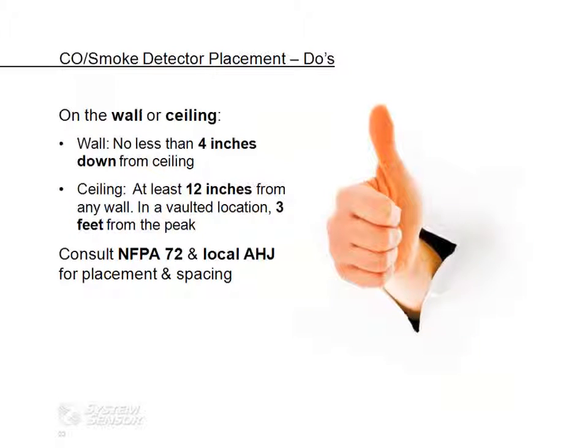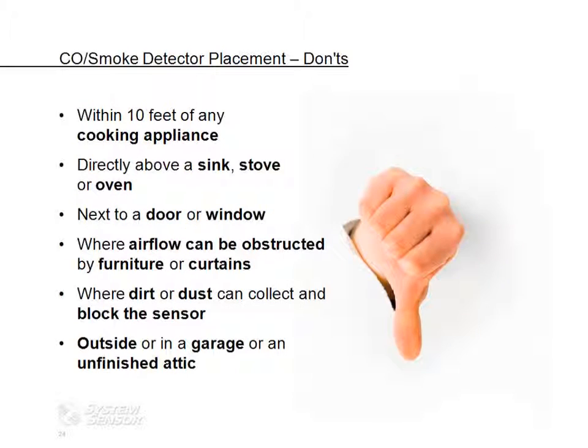If you're going to put it on the wall, you want it to be at least 4 inches down from the ceiling. But if you are going to put it on the ceiling, make sure it's located at least 12 inches away from any single wall. Should it be in a vaulted ceiling, say like an A-frame home, you want to have it at least 3 feet from the peak. But we're always going to reference NFPA 72. We want anybody using our detectors to do that, and also consult the local AHJ for any placement and spacing guidelines.